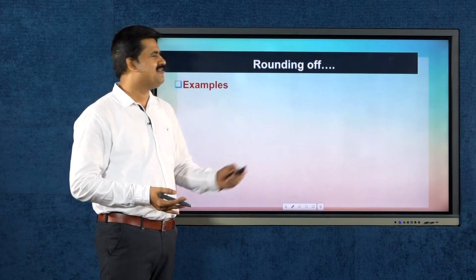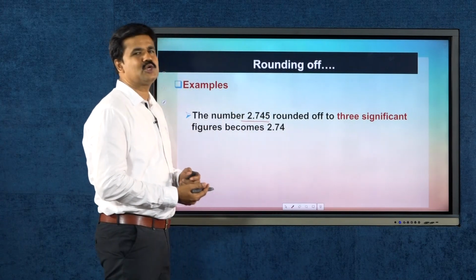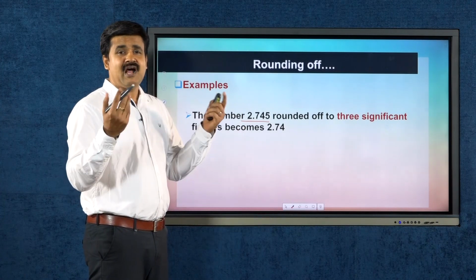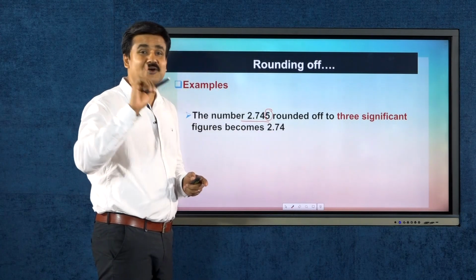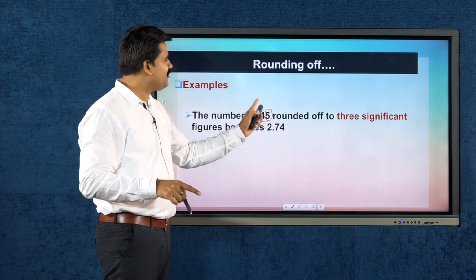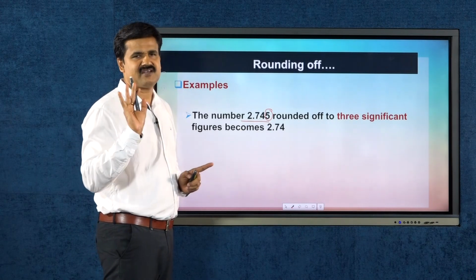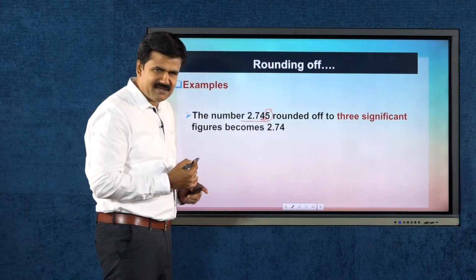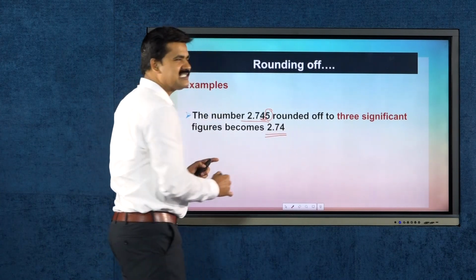This we can illustrate with the help of this example. Suppose you wish to round off the number 2.745. 2.745 to be rounded off. Fortunately or unfortunately, the last number is exactly 5. It is not greater than 5 or less than 5. So the number is 5. So 5 can be dropped if the preceding number is even. The preceding number 4 is an even number. So you can simply drop 5 and the result is 2.74.